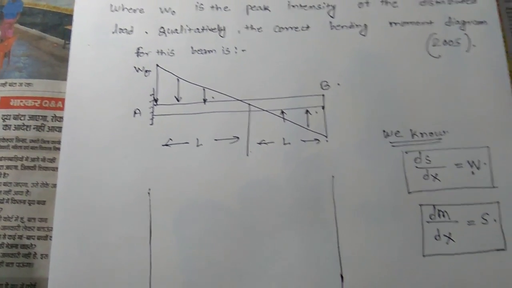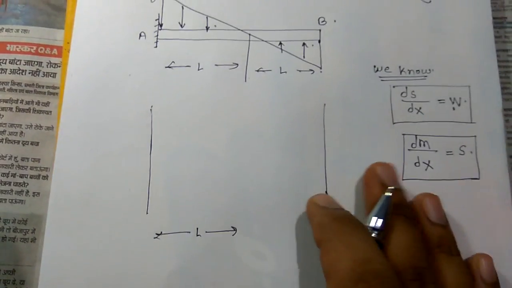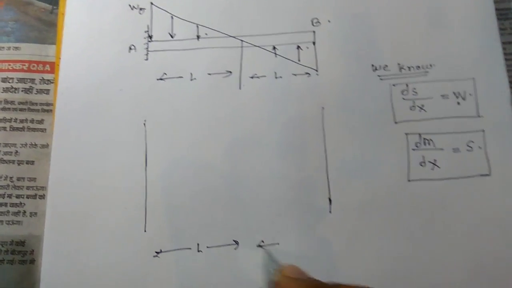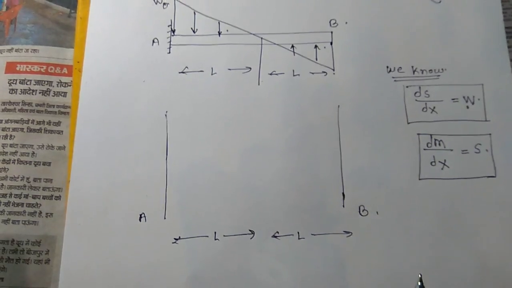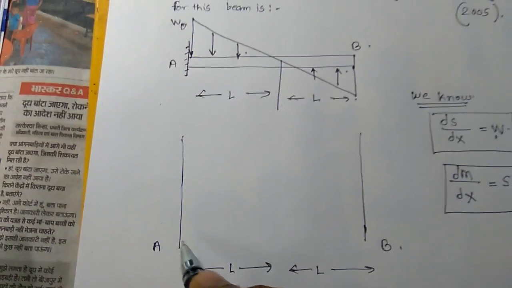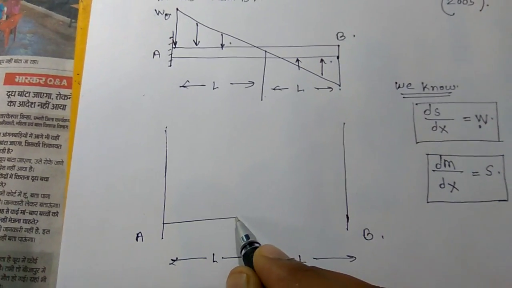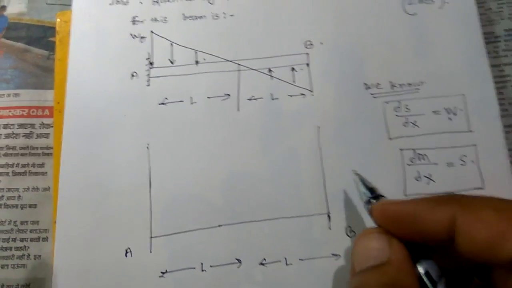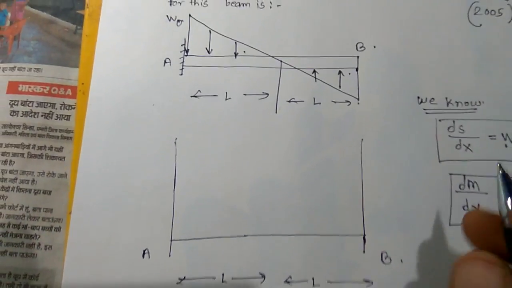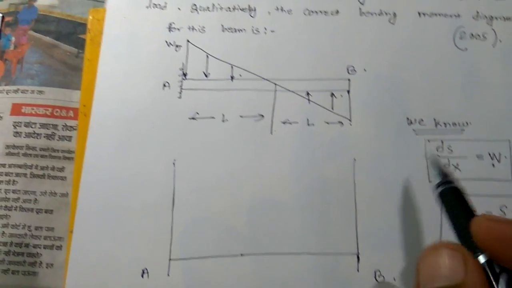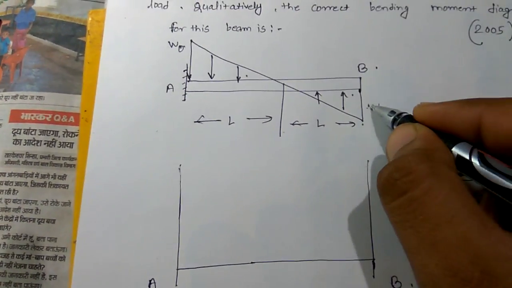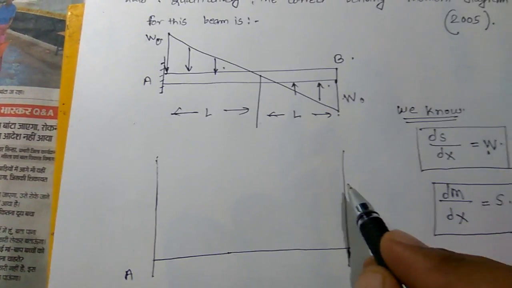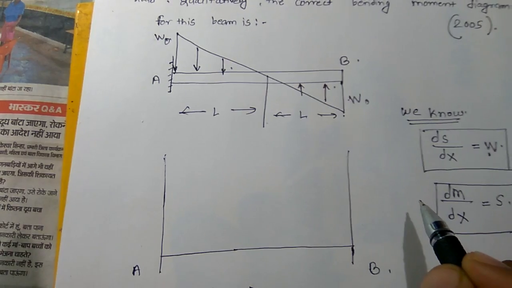over the length L, the middle length, and up to length 2L. This is point A, and this is point B. If we draw the bending moment diagram, we discuss the shear force in the cantilever beam. Around point B, to the right of point B, no shear force will act.